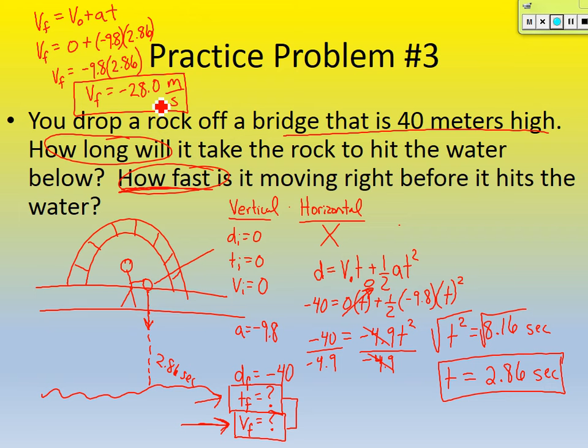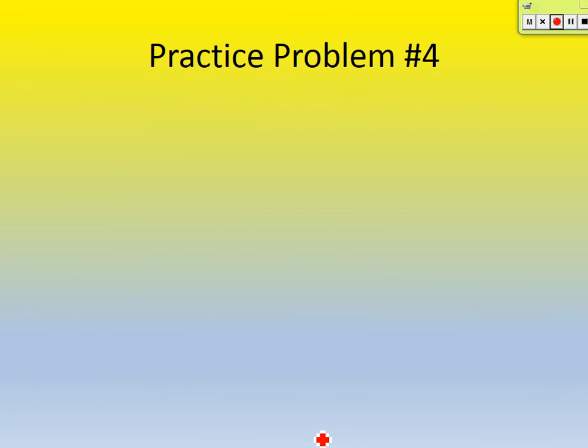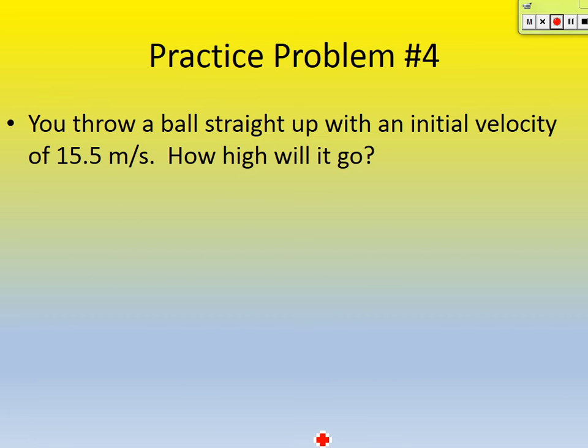All right, I've got a couple more problems here. So practice problem 4 and 5 left. So let's go to 4. Oh, first of all, we did get the answer correct. So 2.86 seconds and 28 meters per second. Good. Practice problem number 4. It says you throw a ball straight up with an initial velocity of 15.5 meters per second. How high will it go?